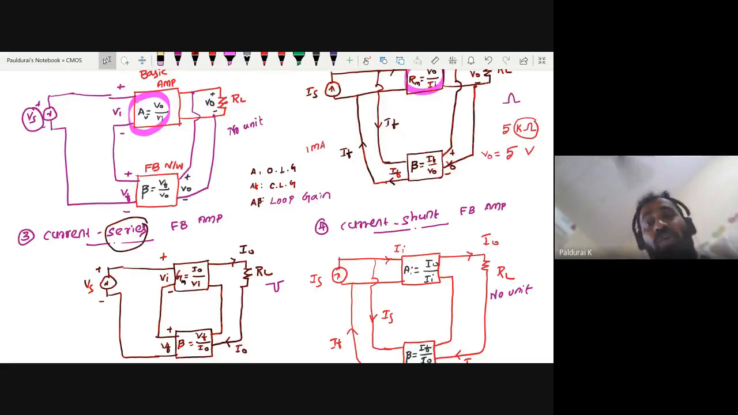So what is the unit for loop gain in all the 4 feedback topologies? That's what I am struggling to teach this point. What is the unit for loop gain? It's a very important one time GATE question. Unit for loop gain.